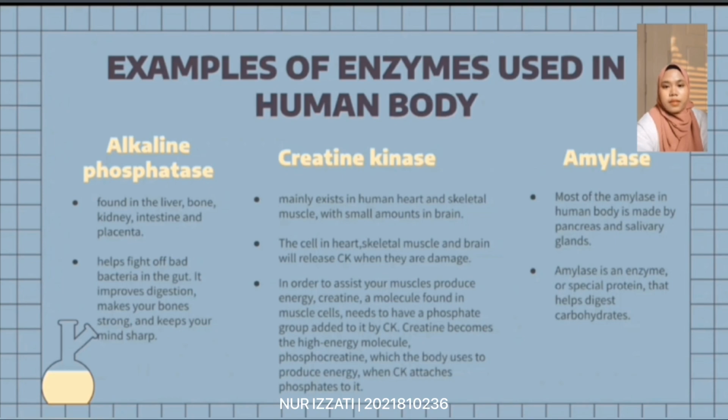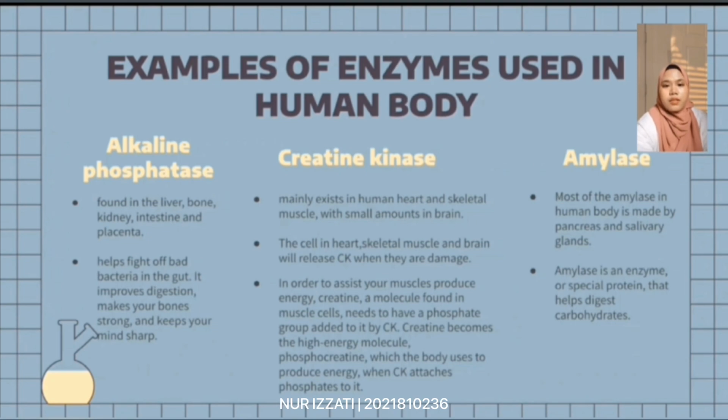The second enzyme is creatine kinase. This enzyme mainly exists in the human heart and skeletal muscle, with a small amount in the brain. This is how this enzyme works. The cells in the heart, skeletal muscle, and brain will release CK when they are damaged.